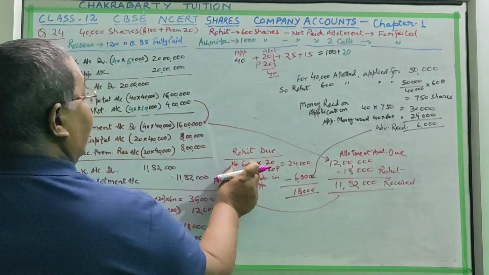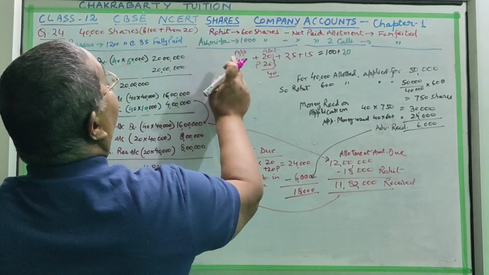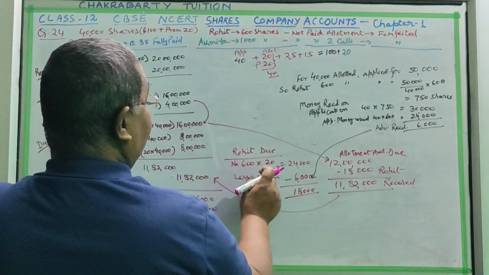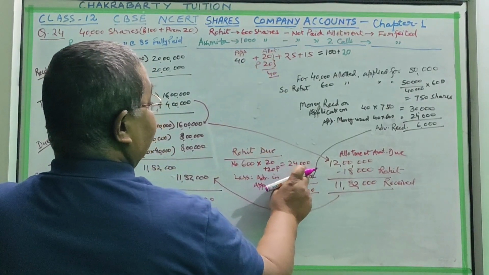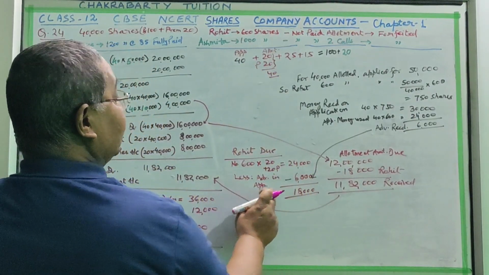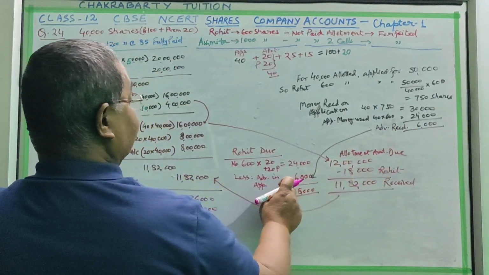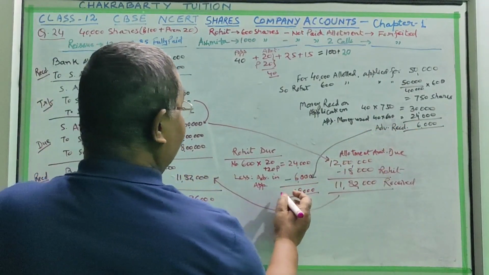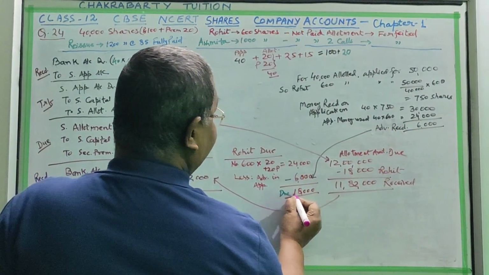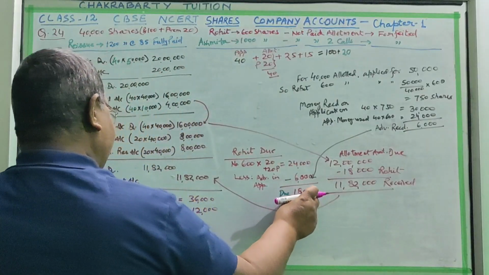Now the amount due from Rohit on allotment: 40 into 600, 24,000 is due from him. But he has already given 600 in advance. So how much is due from him? Due from him is 18,000, which he has not paid.